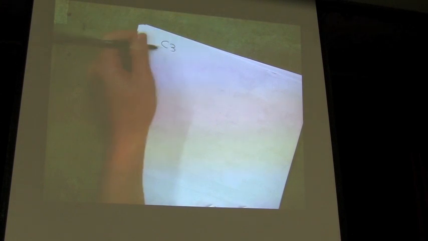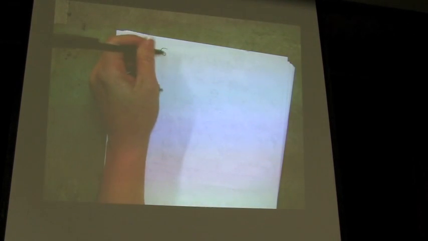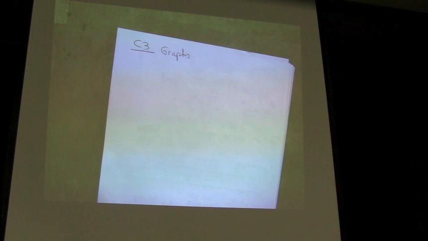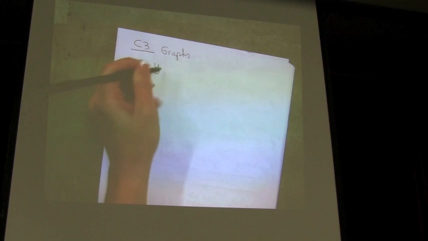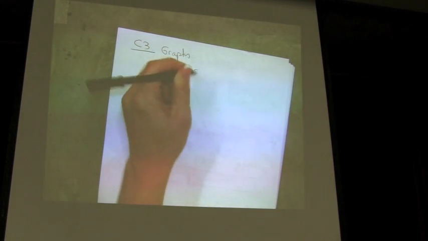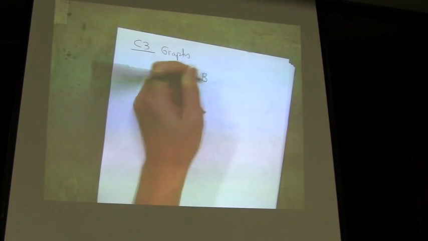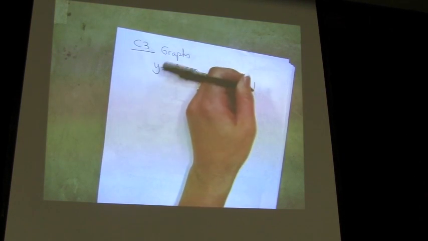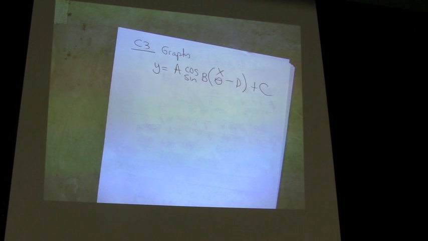Now, you got to chapter 3. And chapter 3 was the chapter that was about the graphs. Okay? And you learned basically that there was y equals a cosine or sine, b, x or theta. I'll use the letters in the book because the rest of the students probably had those letters.